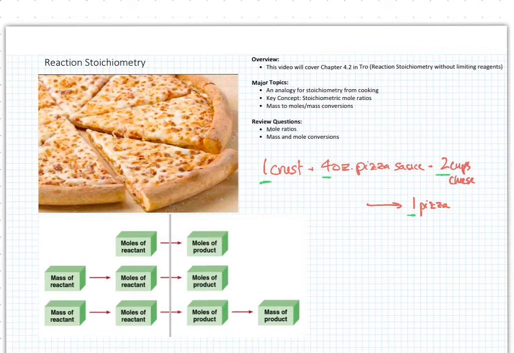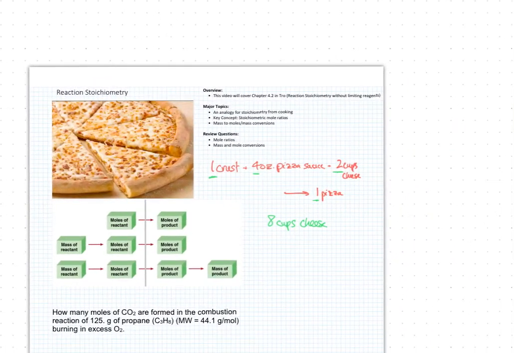So we can use a reaction if we say, what if we have 8 cups of cheese, and we have more than enough of all the other ingredients. How many pizzas could we make? We can set up a ratio of 1 pizza for every 2 cups of cheese. And this right here is the key step. This is called the stoichiometric ratio that comes from the balanced equation.